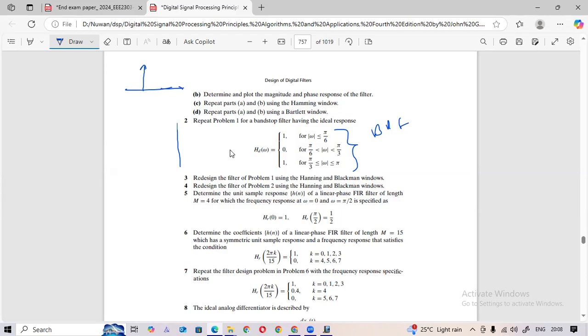Okay, so you can see that this is omega. Omega less than 5/6, let's say 0 to 5/6, it will be 1. Then 5/6 to 5/3, again it is 0. Then 5/3 to 5, again 1. Like this. Okay. So it is like this.